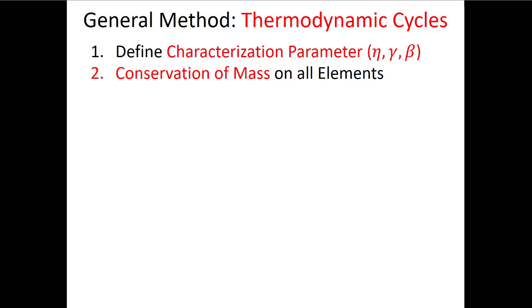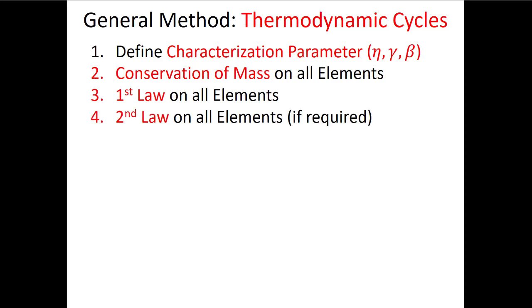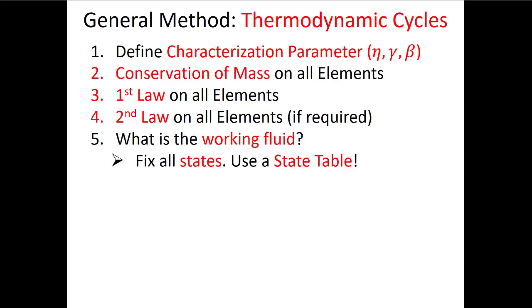Then we'll look at all the different components and we'll do conservation of mass on all the elements. We'll do the first law on all the elements. And then we'll do the second law on all the elements if we need to demonstrate if something's possible. Then we'll be left with symbolic solutions where we'll need to know delta H or delta S. So we've got to figure out what the working fluid is. If the working fluid's water, then we ask what the phase is. And if the working fluid is an ideal gas, then we need to know, is it constant specific heat or variable specific heat. We use that information to fix all of our states and complete our state table.